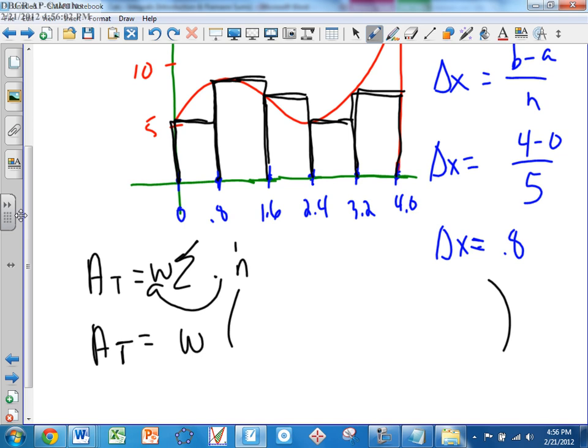So when you factor out the width, yes, it's 0.8. I need to figure out, though, what each of these heights are. Again, this is 0.8 times the height, 0.8 times the height, 0.8 times the height. So, if I want to find the height of the first rectangle, what do I plug in?